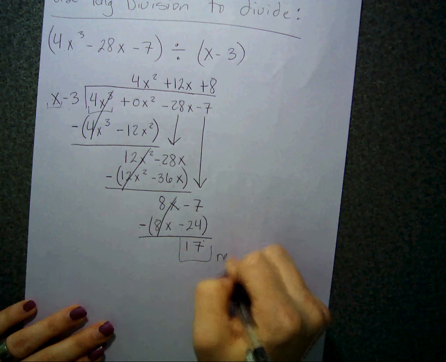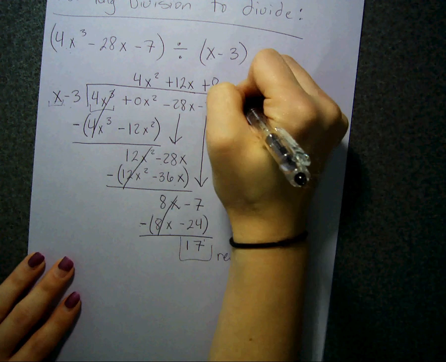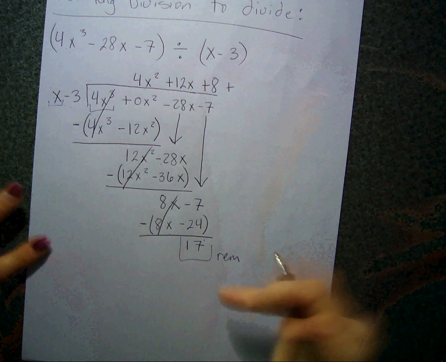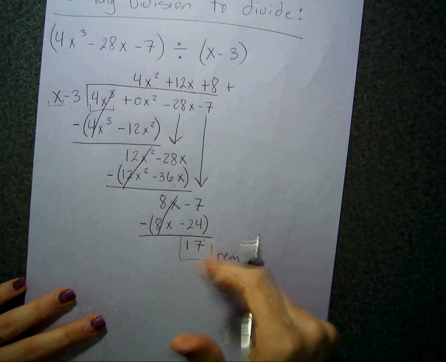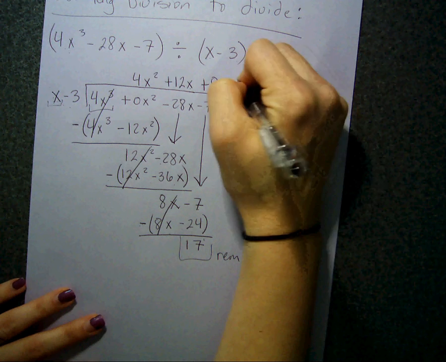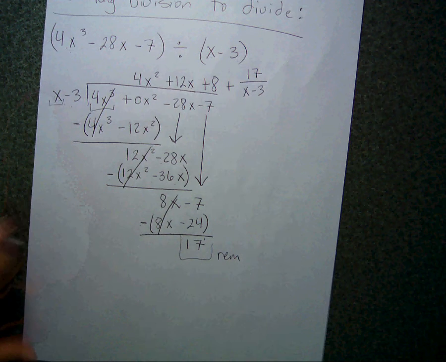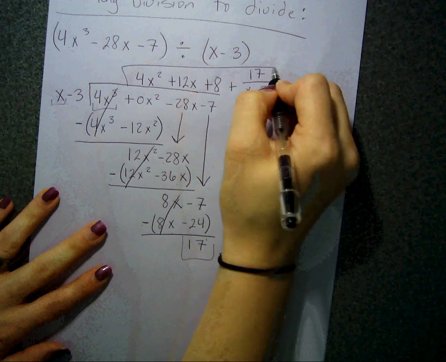So the way that I'll write my final answer will be plus, every time just makes it easier, even if this is negative, plus whatever this is, so in this case I just have 17 over what I was dividing by, x minus 3. And there's my answer.